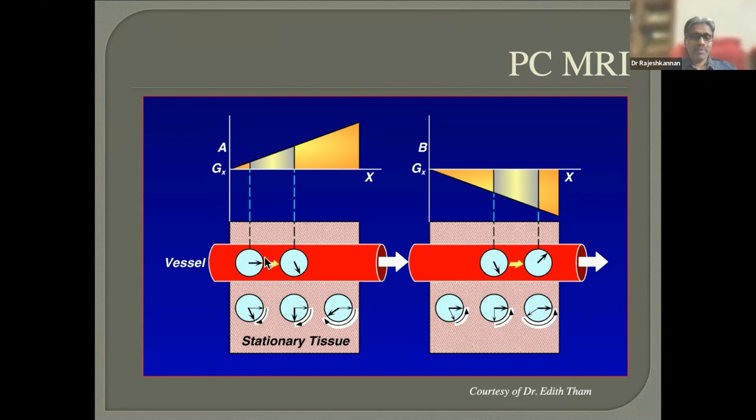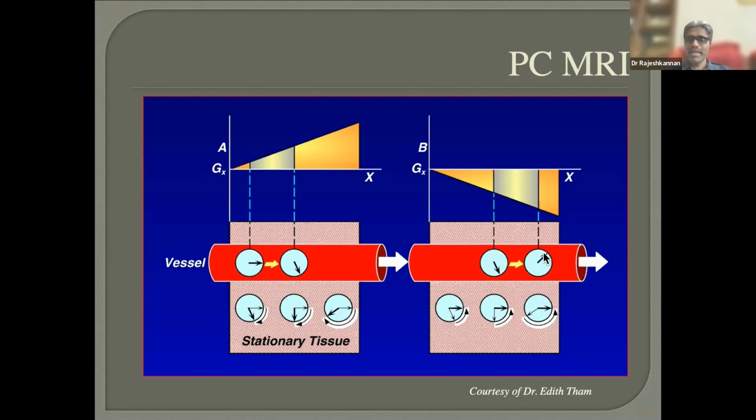Suppose some protons have moved from one place to another along the direction, like the spins within the blood vessel. At the start of the positive gradient, somewhere at this point, they face the gradient, so there will be some amount of phase shift. But when we apply the negative gradient, since these protons have moved from this place to the next place, they will face a different gradient strength.